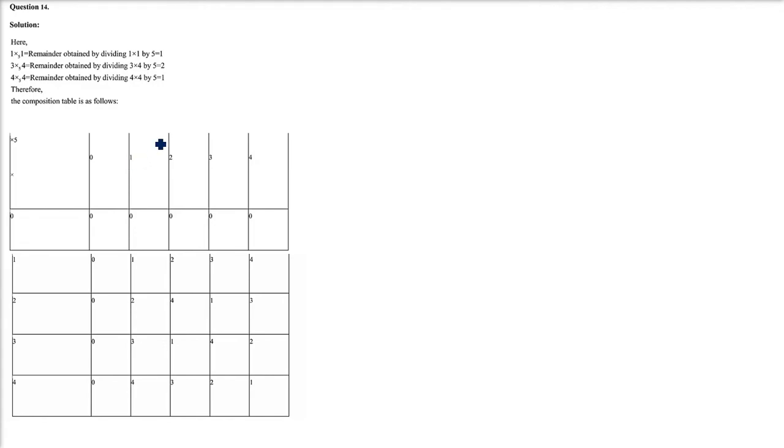So the question is like this. Write the composition table for the binary operation ×5, multiplication modulo 5, on the set S equals {0, 1, 2, 3, 4}. So this S is 0, 1, 2, 3, 4. Now you know how to make it. I hope you'll be able to make it.